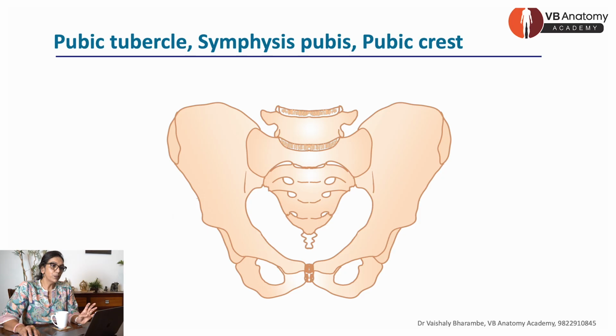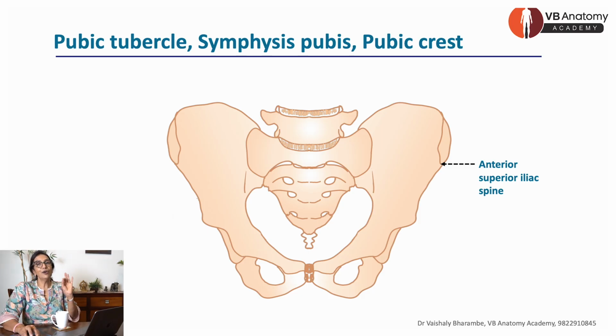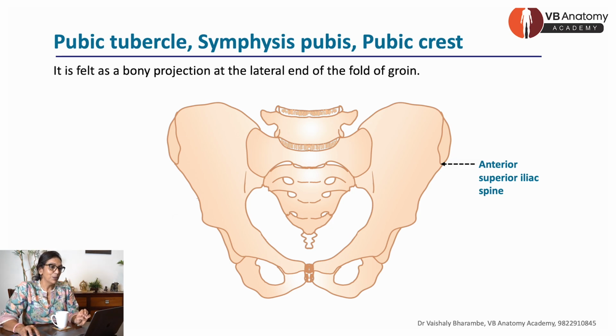Okay, let's talk about the pubic tubercle now. So this is the anterior superior iliac spine. I'm sure all of you know where it is. Hopefully you're tying your jeans above it, but many a time you're tying your jeans below it. So usually the tie of your jeans often helps you understand where your anterior superior iliac spine is. Now, it is a bony projection at the lateral end of the fold of the groin.